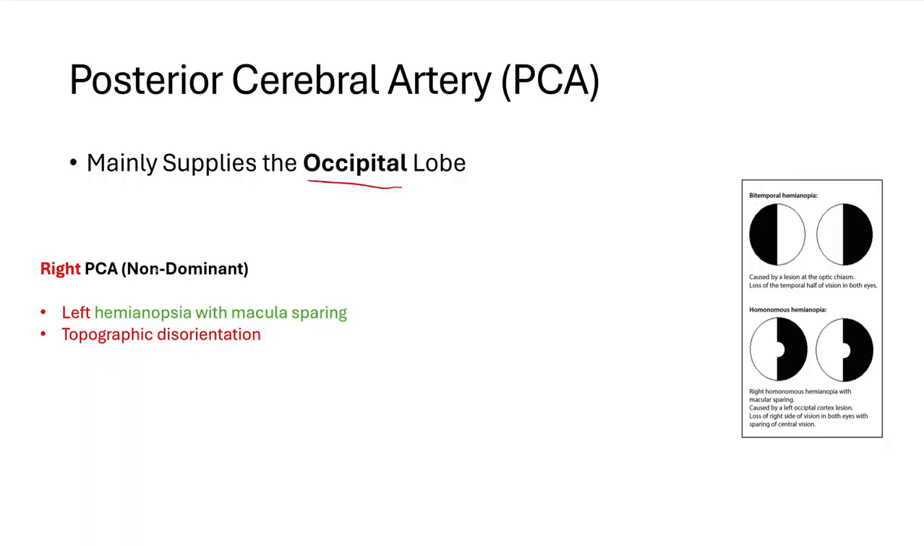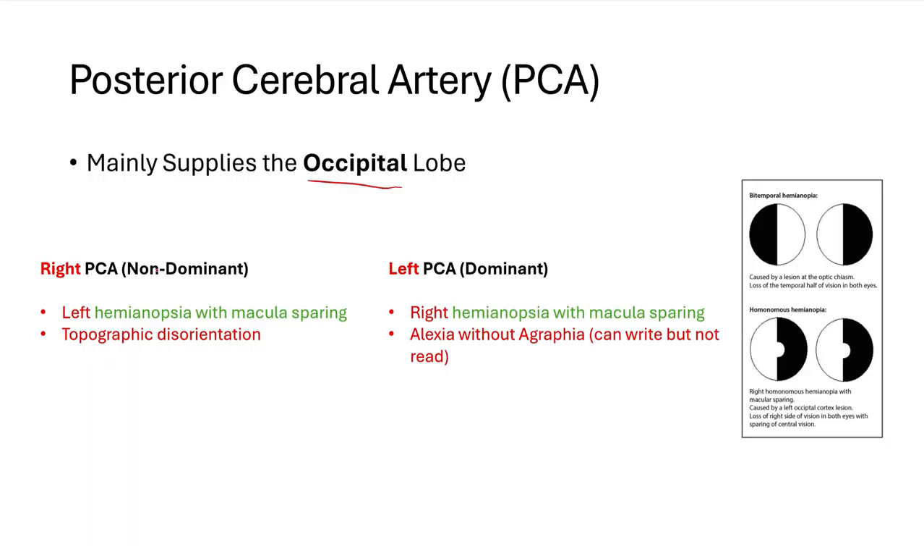Now we have a right PCA and a left PCA. The non-dominant, or right, will lead to left hemianopia with macular sparing. The reason you get macular sparing in PCA strokes is because the macula, or the center of vision, is supplied by both the posterior cerebral artery and partially by the middle cerebral artery. If the PCA is blocked, the MCA can still provide enough blood flow to preserve central vision.